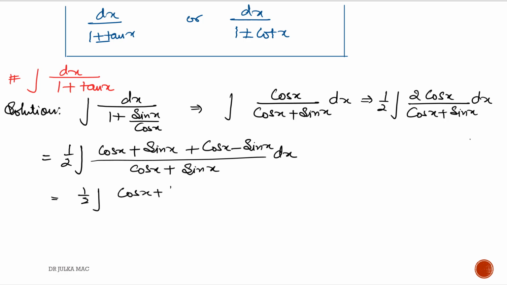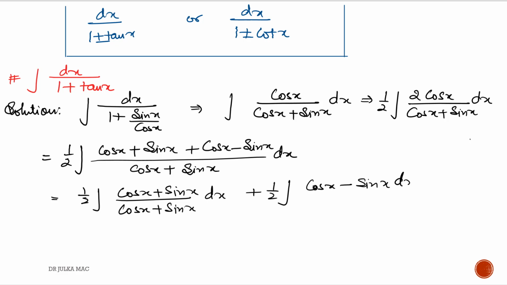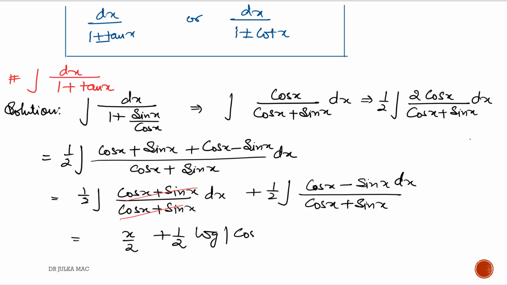This is 1 by 2 (cos x plus sin x) divided by (cos x plus sin x) dx, and the next part is 1 by 2 (cos x minus sin x) divided by (cos x plus sin x). First part, cos x plus sin x will cancel by cos x plus sin x. So integration of 1 is x, so it is x by 2 plus second part half log in mod (cos x plus sin x) plus c, because the derivative of the denominator is present in the numerator. So the answer is log of the denominator.